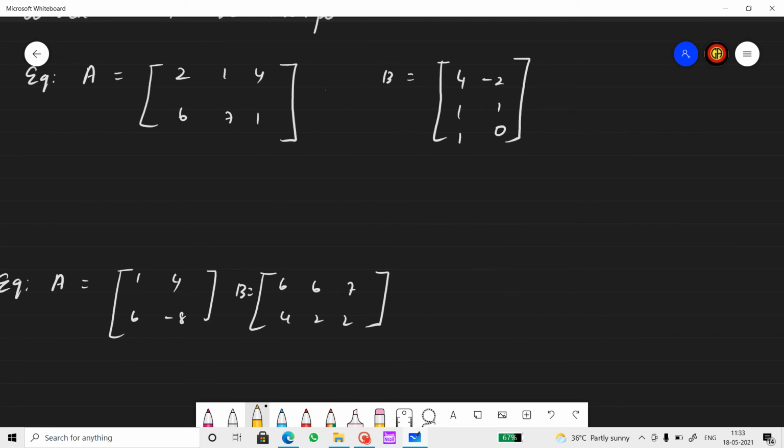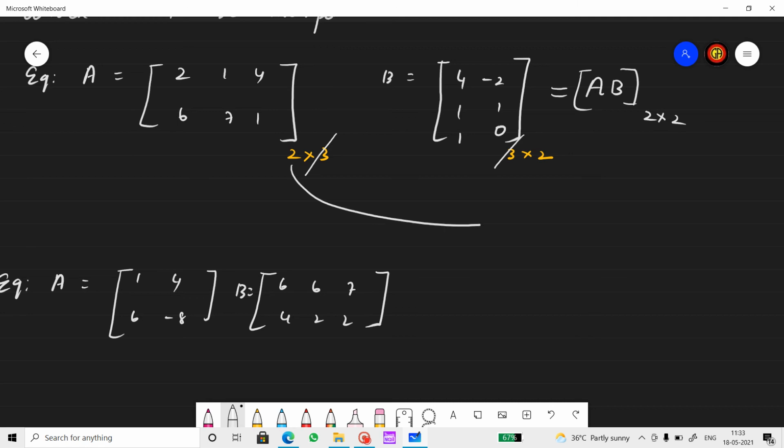So here I've given you two examples again. This is a 2 by 3 matrix. This is a 3 by 2 matrix, isn't it? So the number of columns here matches with the number of rows. Therefore, we can proceed with the multiplication. And ultimately they get cancelled also, okay? Now, the answer matrix, that is the AB matrix that we get after you multiply A and B, is of order 2 cross 2. Remember, that is of order 2 cross 2.